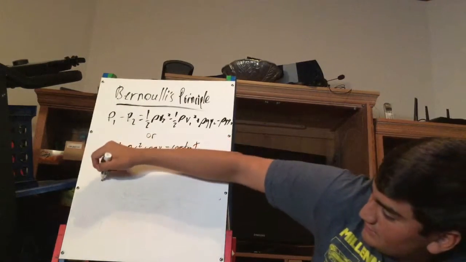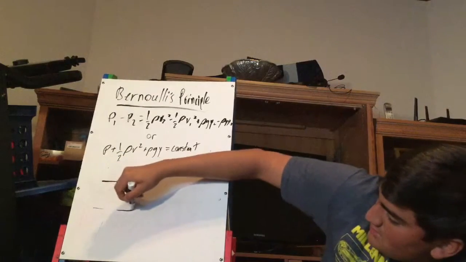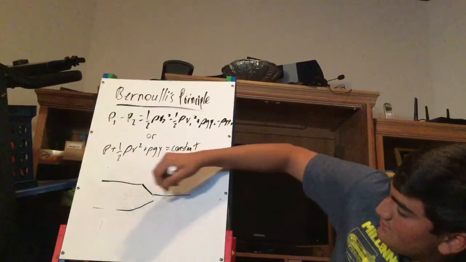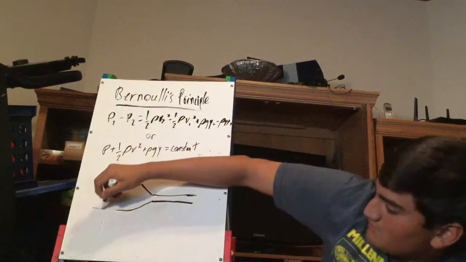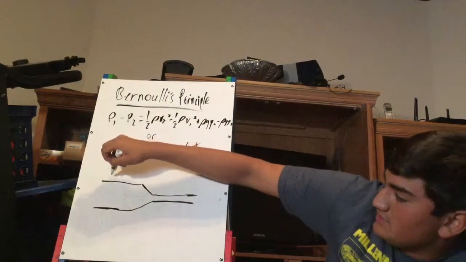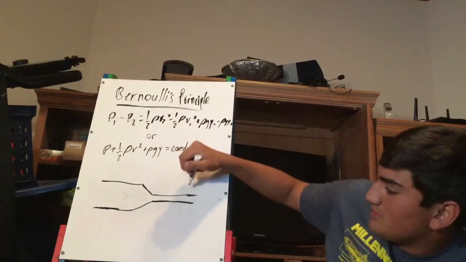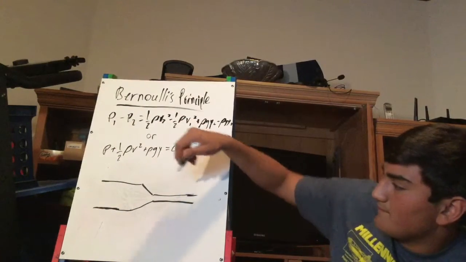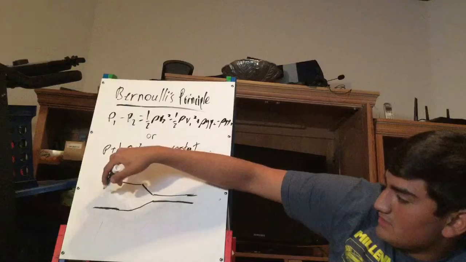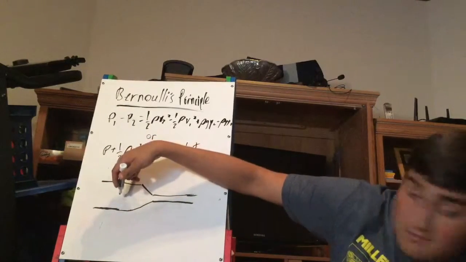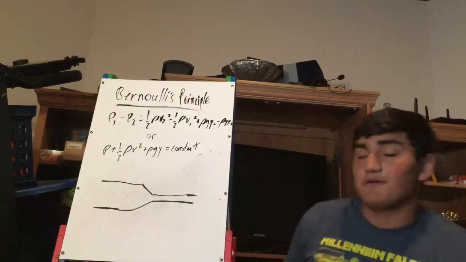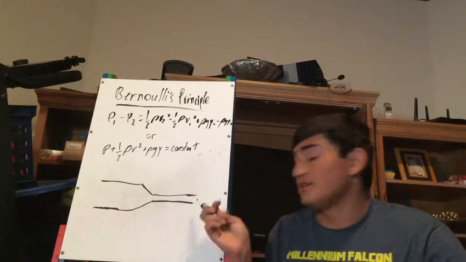For example, this section of pipe with differing widths is called a Venturi tube. So the energy in this section of pipe will be equal to the energy in this section of pipe. The pressure here will be greater than the pressure here, but the velocity here will be smaller than the velocity here.